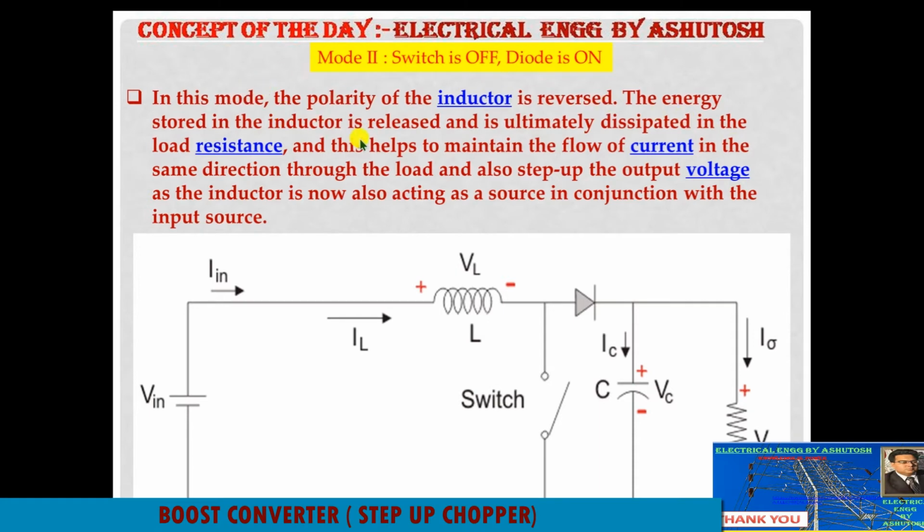So what happens? The energy stored in the inductor is released and is ultimately dissipated in the load resistance, and this helps to maintain the flow of current in the same direction through the load and also step up the output voltage. So we get higher voltage across this resistive load. As the inductor is now also acting as a source in conjunction with the input source, the total voltage will be the addition of input voltage plus this inductor voltage.